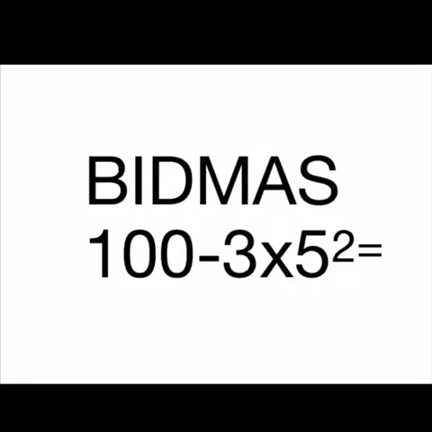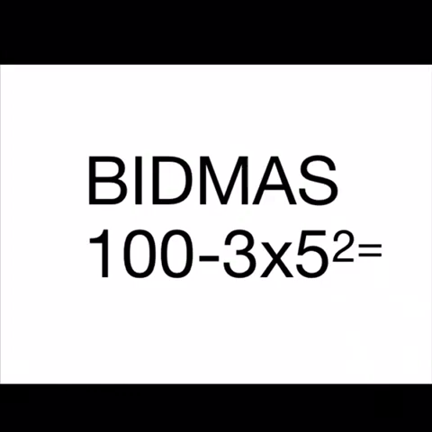Okay, now let's look at one final question. This time, 100 minus 3 times 5 squared. Now 5 squared is an indice, which we mentioned earlier. Well, let's look for brackets first. No brackets. Indice, yes, we have 5 squared. 5 squared is 5 times 5, which gives you 25.